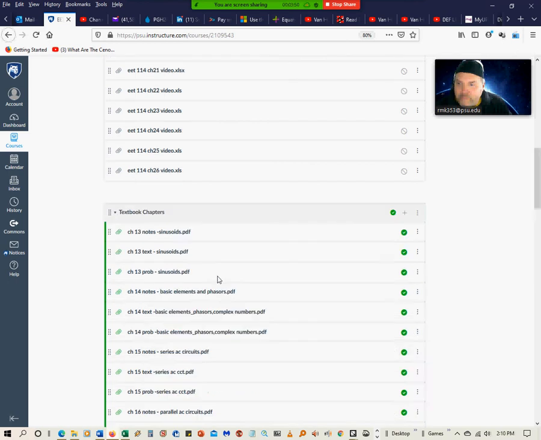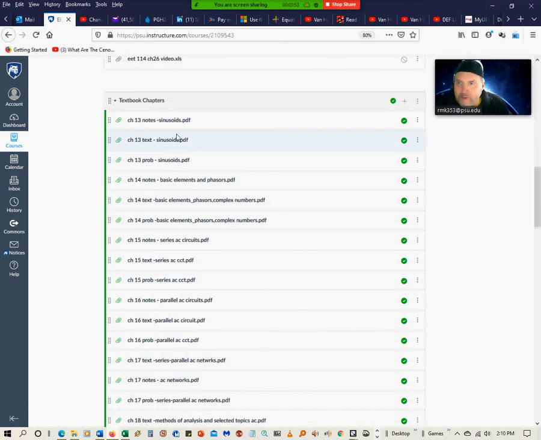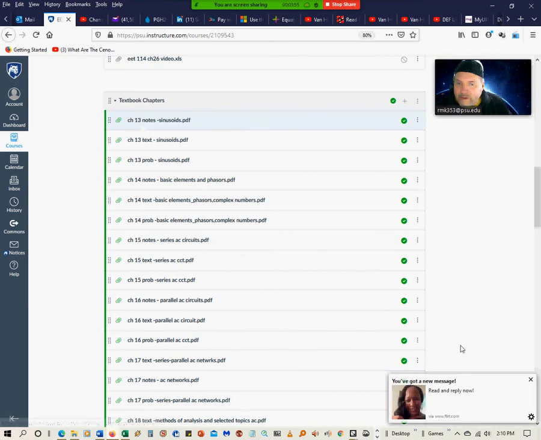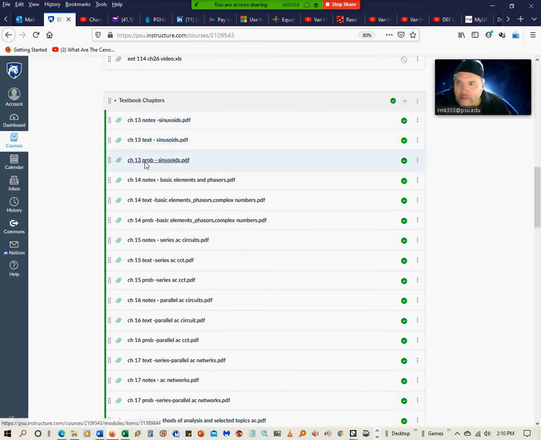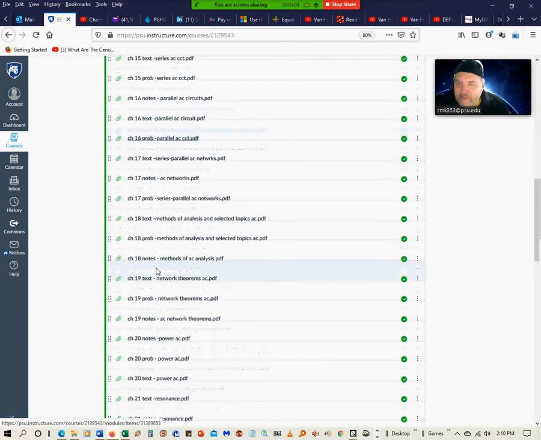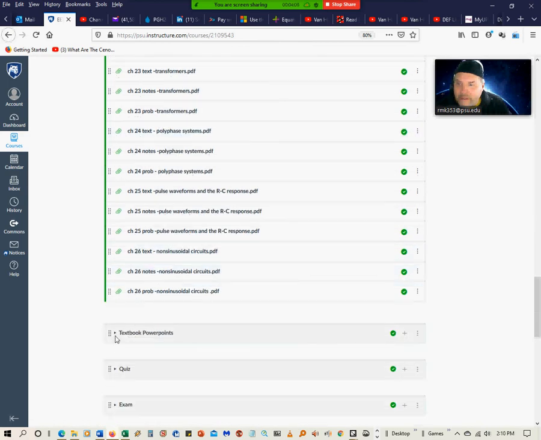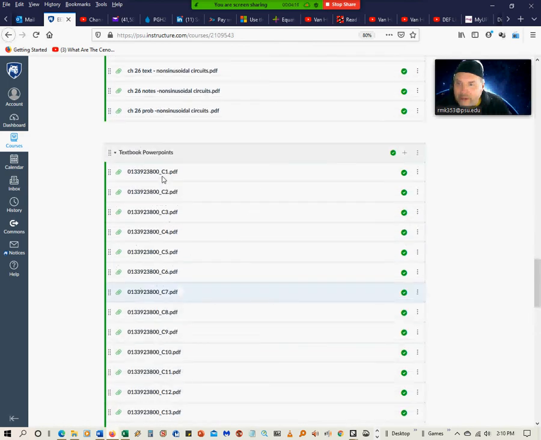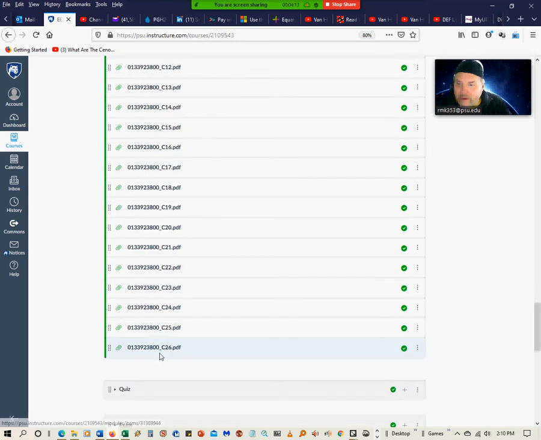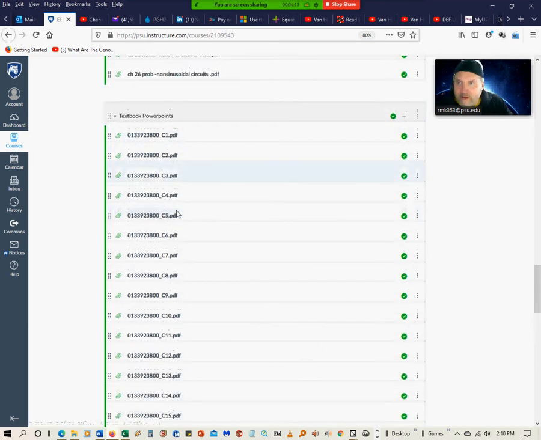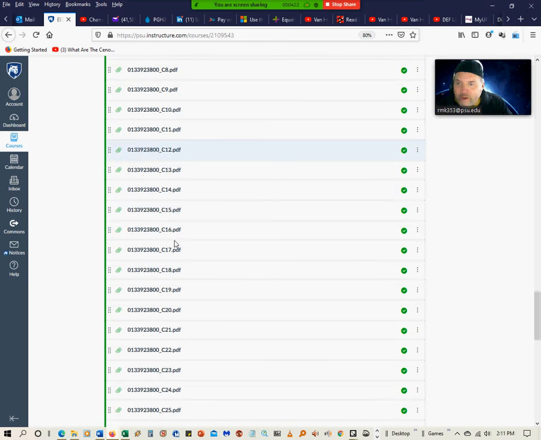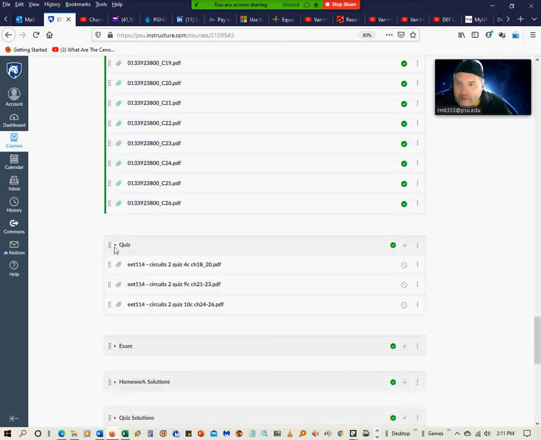Textbook chapters. I have all the chapters of the text, the notes, the text, and the problems. This is for chapter 13 and then 14, 15, and so on, all the way up to chapter 26. I also have textbook PowerPoints starting at chapter 1, going all the way up to chapter 26. So that's good information to look at if you're stuck or if you need some pointers or a quick way to do things. The quizzes are going to be in this section that I give whenever we give them.